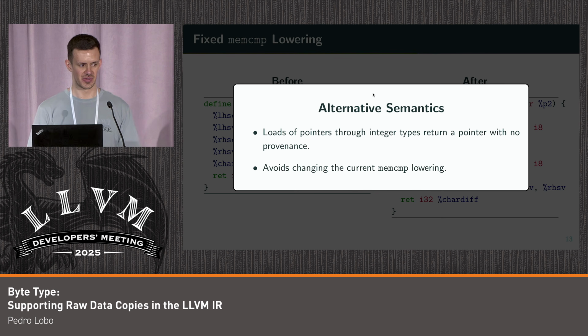It is important to note that if we adopt the alternative semantics of returning a pointer with no provenance, instead of returning poison when loading a pointer through an integer type, we avoid changing this current memcompare lowering, which will be sound over pointer values.